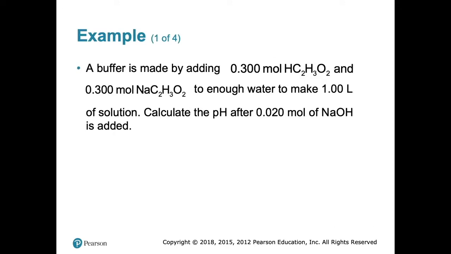So here's an example of a buffer calculation. We've got a buffer, and it's made by adding 0.3 moles of acetic acid and 0.3 moles of sodium acetate, with enough water to make 1 liter. So calculate the pH after you add in 0.02 moles of sodium hydroxide. This is a very simplified way of asking this question, okay?